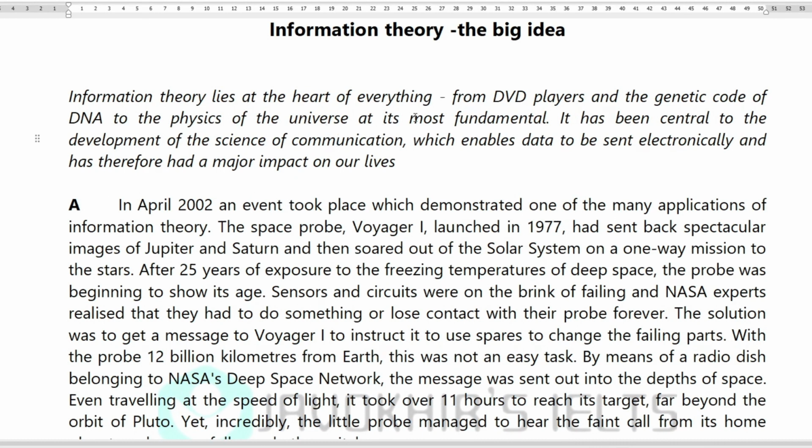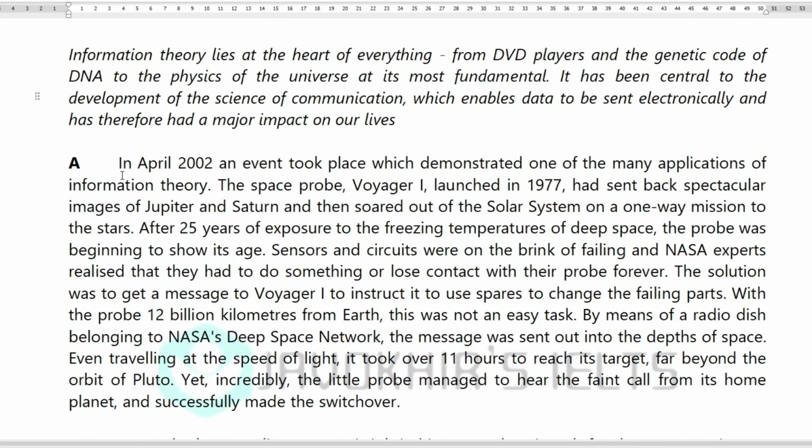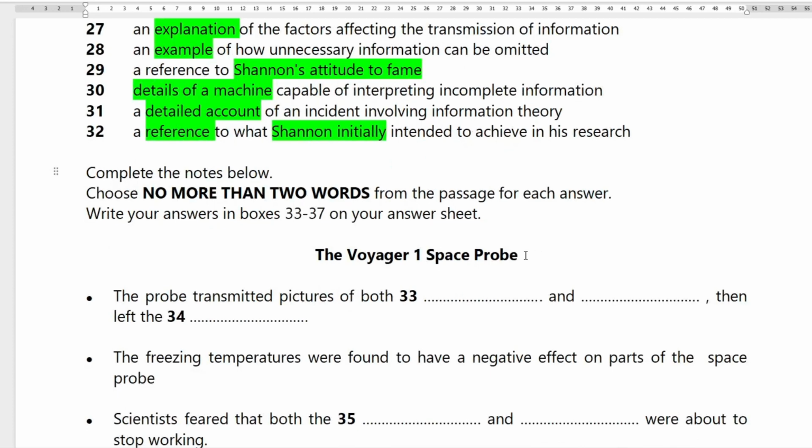Information theory lies at the heart of everything, from DVD players and the genetic code of DNA to the physics of the universe at its most fundamental. It has been central to the development of the science of communication, which enables data to be sent electronically, and has therefore had a major impact on our lives. Paragraph A: in April 2002, an event took place which demonstrated one of the many applications of information theory. The space probe Voyager 1, launched in 1977. So I want to see the Voyager 1 space probe. I want to know about this one as well.